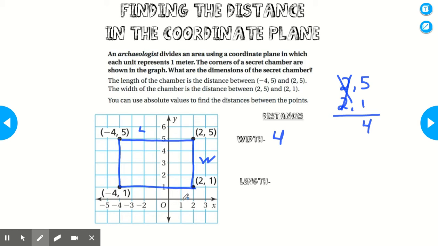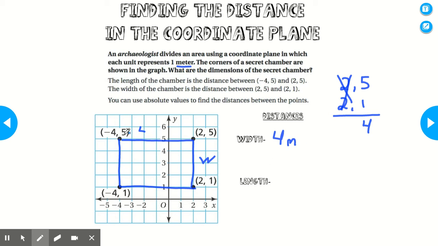Since this coordinate plane counts by 1, we can verify that just by using our counting method. From here, this is distance 0 to here is 1, 2, 3, and 4. So our width is 4. And if you recall, each unit is a meter, so this is 4 meters.